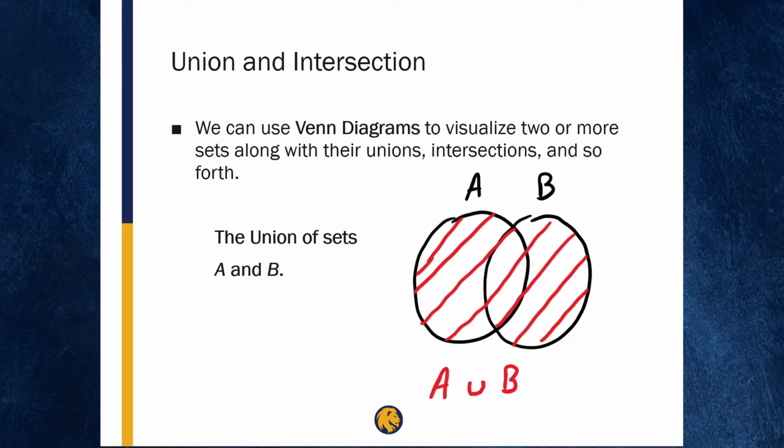The union means that we put them both together. It's all the elements in A or elements in B or elements that are in both. So when we combine the areas in the Venn diagram of both sets, this is what we would see in the union.